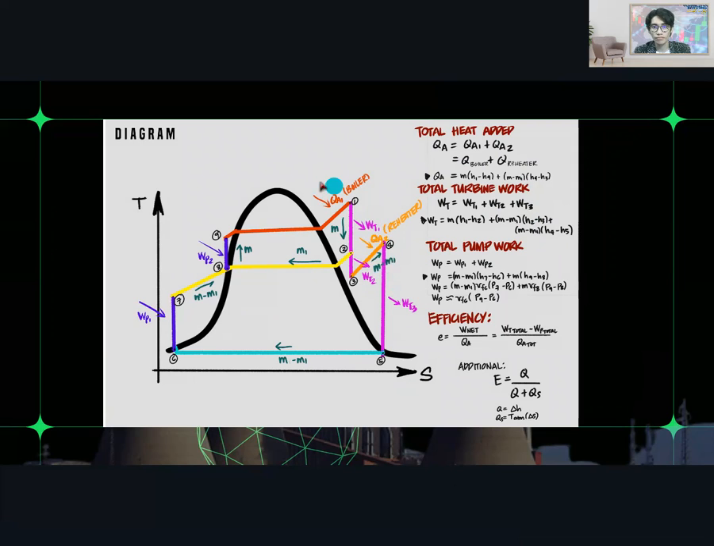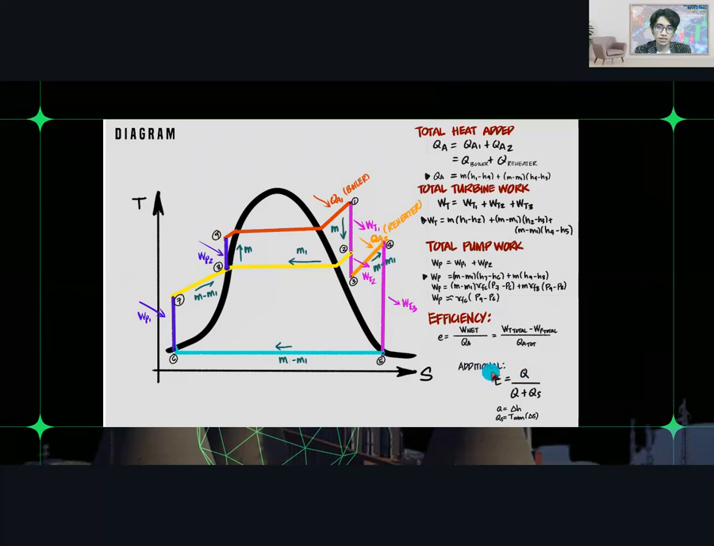So there are three work outputs happening, because there are two heat inputs produced from the boiler and then the reheater. For the total pump work, this is the pump work, separate from the WT. Here is the pump area. The pump goes to 7 and 8, then goes to 9.